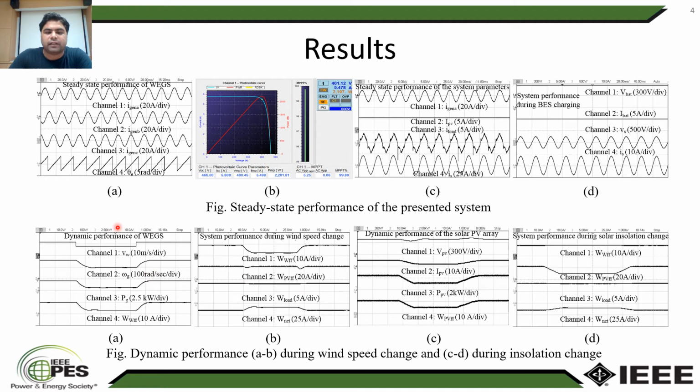The dynamic performance under the change of wind speed is shown in figure A to B, where we can see that the reduction in wind speed has resulted in the reduction of the generator speed and generator power. The wind feed-forward term has also reduced and therefore the net component has reduced, and therefore the injection of power into the grid reduces. The performance under the reduction of solar insolation is shown in figure C to D. Here we can see that when the solar insolation reduces, the PV power reduces and therefore the PV feed-forward term also reduces. This has resulted in the reduction of the net component and therefore the power injection into the grid also reduces under this condition.